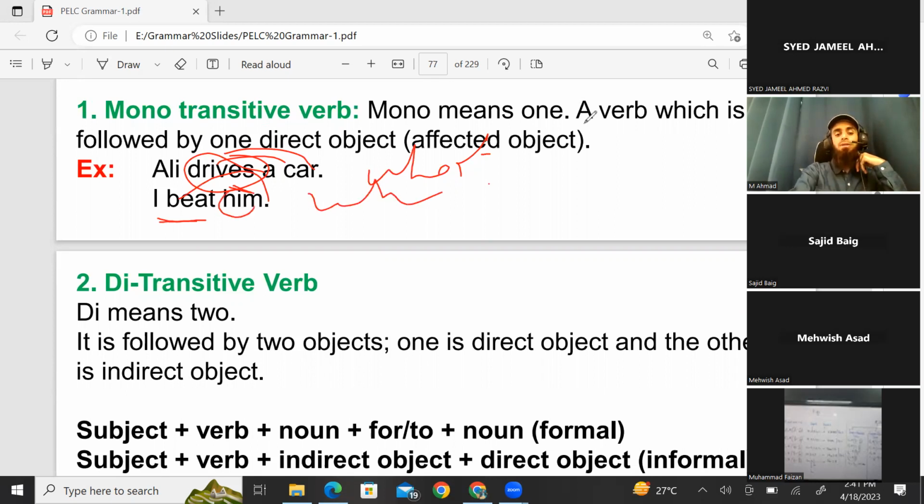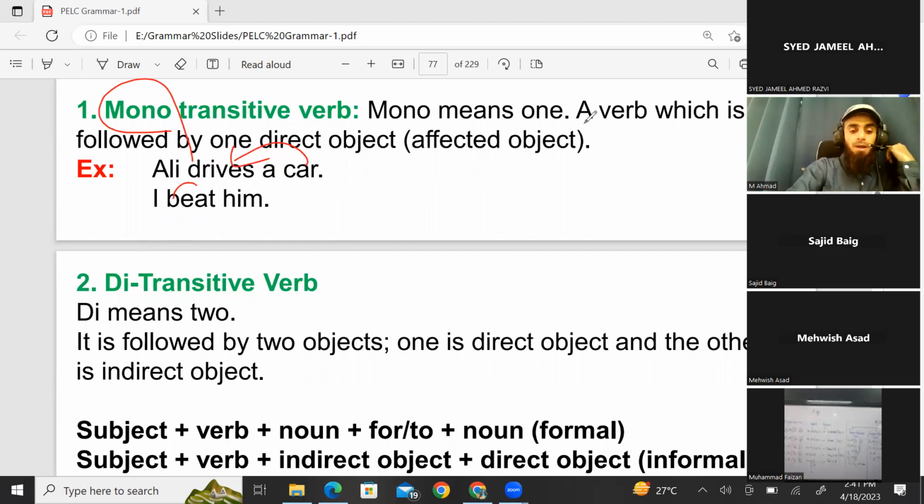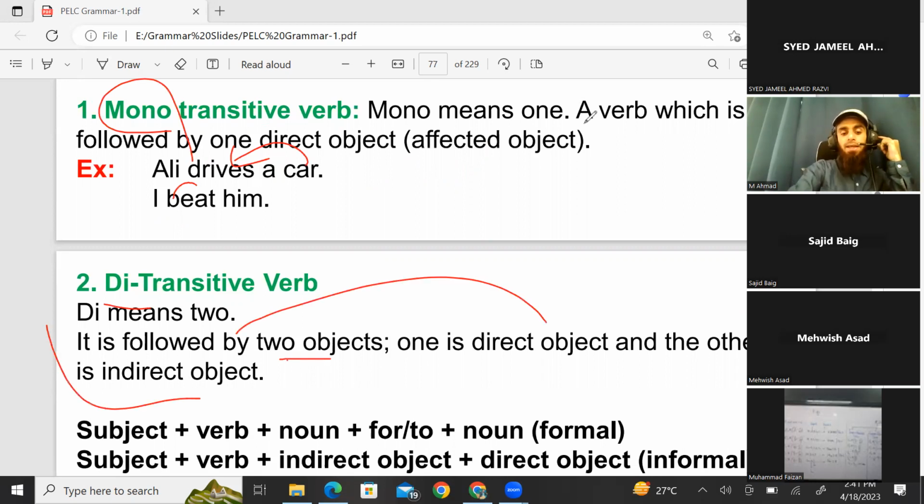Again, along with that, the requirement of an object is also needed to be used so far. So these two are again transitive verbs. These two are transitive and monotransitive because the object directly came after the verb. But what about ditransitive? Yeah, it is followed by two objects. One is direct and the other is indirect, right?